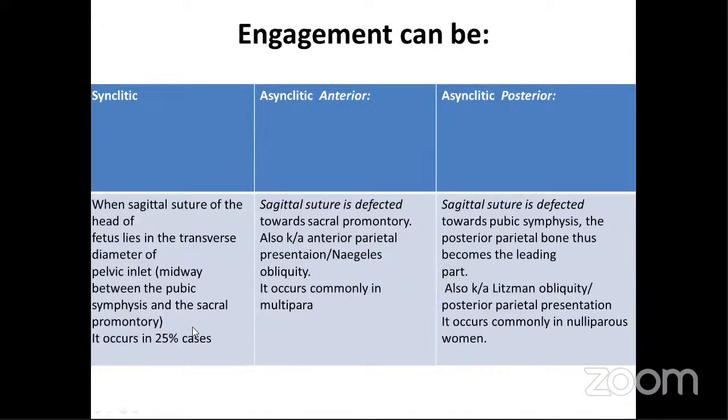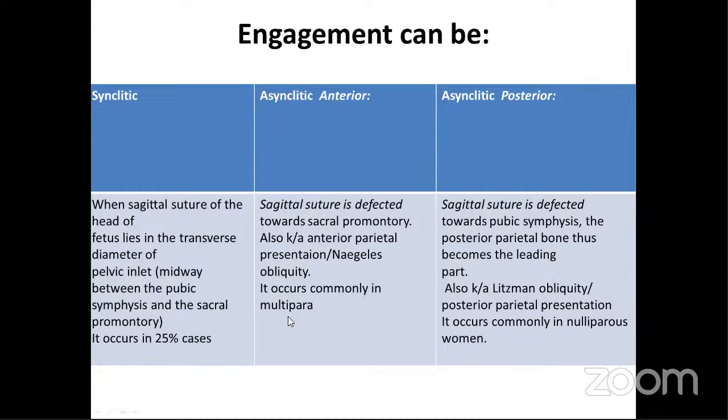As I told, when the sagittal suture of the head of the fetus lies in the transverse diameter of the pelvic inlet, midway between the pubic symphysis and the sacral promontory, it occurs in 25% of the cases. This is called synclitic engagement. In asynclitic or anterior engagement, the sagittal suture is deflected towards the sacral promontory. It's also known as anterior parietal presentation, or Nägele's obliquity.